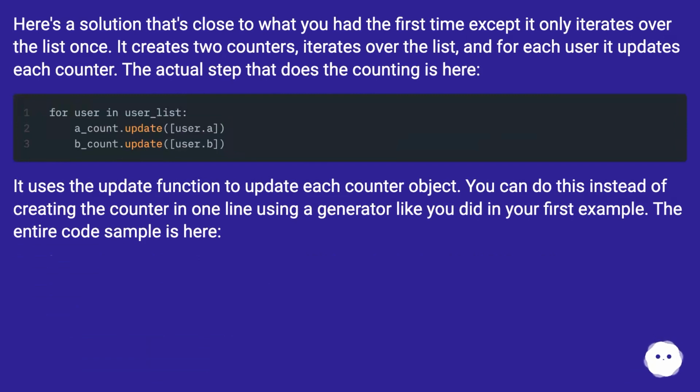Here's a solution that's close to what you have the first time except it only iterates over the list once. It creates 2 counters, iterates over the list, and for each user it updates each counter. The actual step that does the counting is here. It uses the update function to update each counter object. You can do this instead of creating the counter in one line using a generator like you did in your first example. The entire code sample is here.